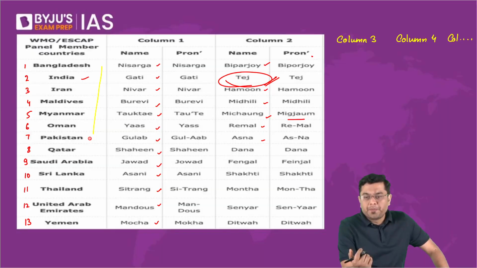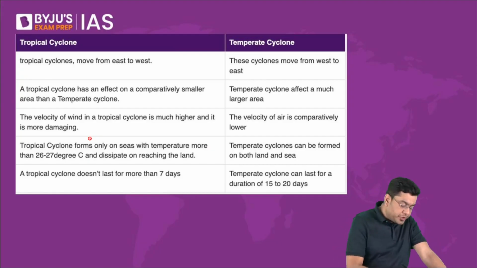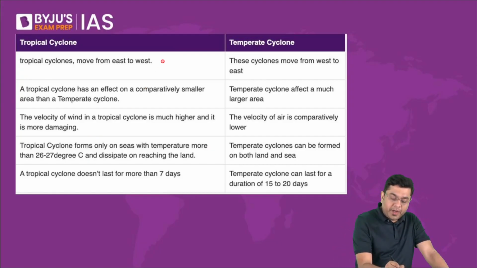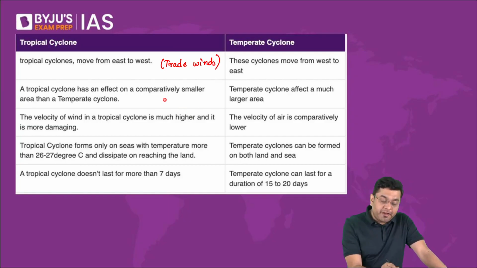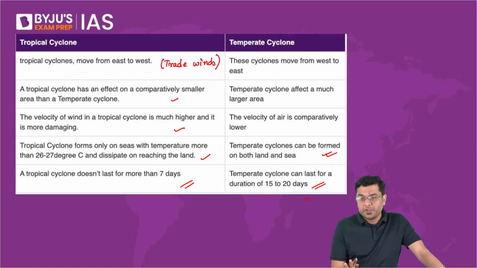Okay. Now, after this, we talk about the difference in the tropical and temperate cyclones. So tropical cyclones move from east to west under the influence of the trade winds. Temperate cyclones move from west to east. Now, a tropical cyclone has an effect on a comparatively smaller area as compared to a temperate cyclone. Velocity is much higher and more damaging. It will form only over sea, but a temperate cyclone can be formed both over land as well as sea. A tropical cyclone doesn't last for more than 7 days, whereas temperate cyclones can last for 15 to 20 days in general.